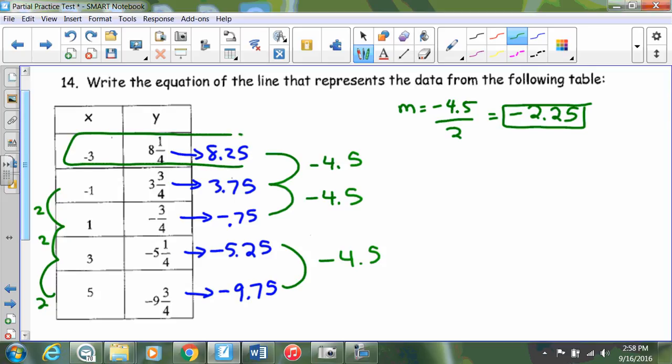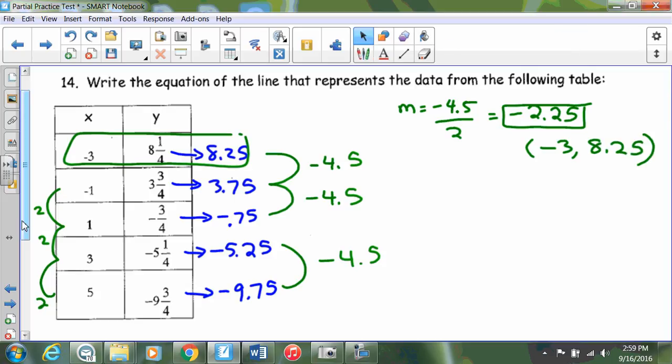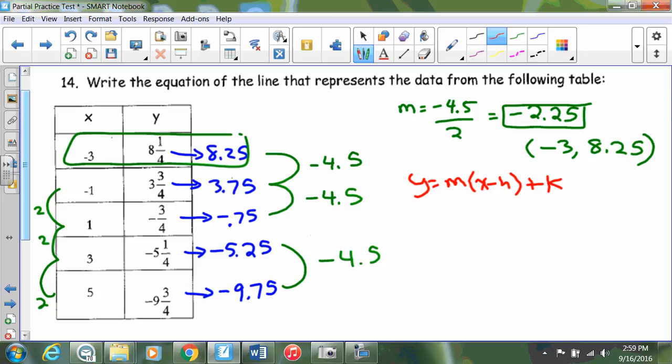We could say we're going to use the point negative 3, 8.25. So it's messy, but it's the same thing we do over and over again. So we have y equals m times x minus h plus k. We're going to plug in the negative 2.25. Then we're going to plug in the negative 3, so we'll have minus a negative. Then I'm going to plug in the 8.25. Once again, when I see myself having written minus a negative, I know minus a negative is a plus. So I come back to change that before I start distributing.